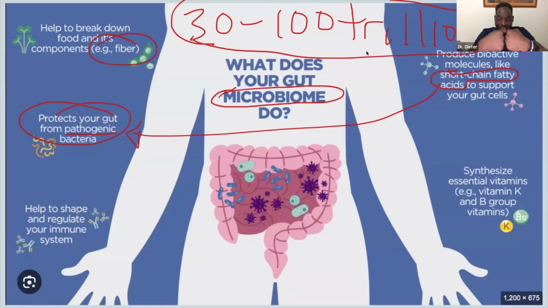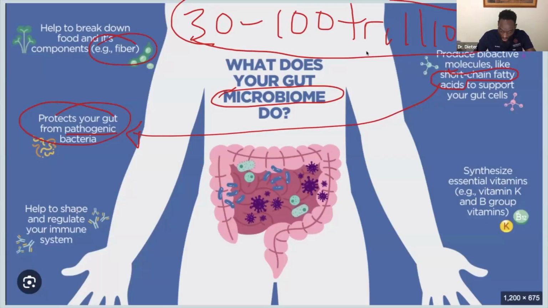These short chain fatty acids go and pour, they're like cement or concrete, they go and pour concrete in this area to make it tight so that it's not leaky. Because when it's leaky, bacteria or toxins can leave from the gut and spill into the bloodstream and cause an infection. So the microbiome helps to protect the gut from pathogenic bacteria by causing the tightness in those junctions.